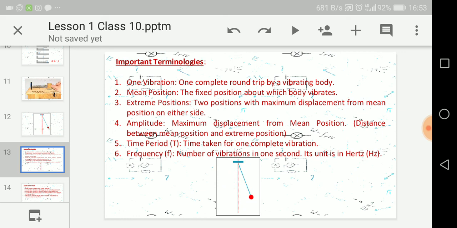Time period is the time taken for one complete vibration. So if I start noticing the time, I'll start now and I'll end now. The time taken for this is one time period, denoted by capital T. And frequency is the number of vibrations in 1 second, and the unit of frequency is hertz. So the number of times the pendulum vibrates in 1 second will be the frequency.